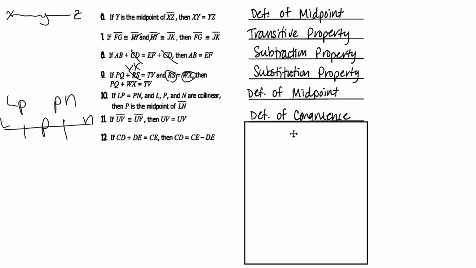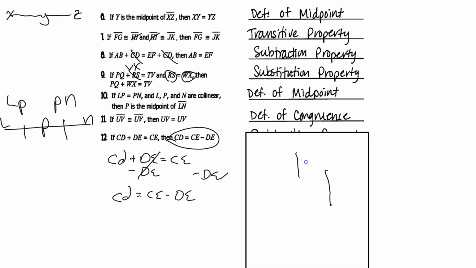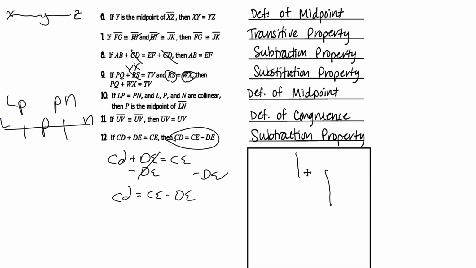All right, so let's think about this. If I take CD plus DE equals CE, if I subtract DE from both sides, these cancel out. And what I'm left with is CD equals CE minus DE, which is right here. All I did was subtract. So it's just going to be the subtraction property.